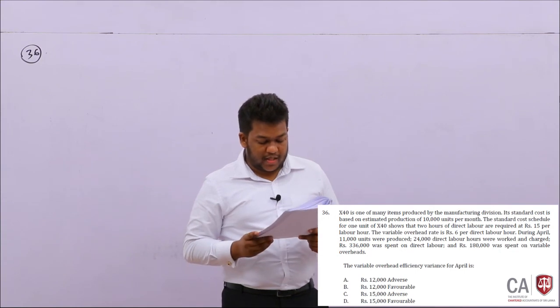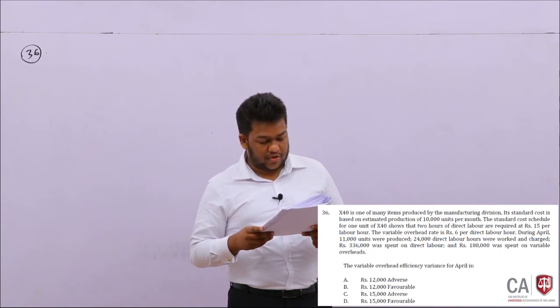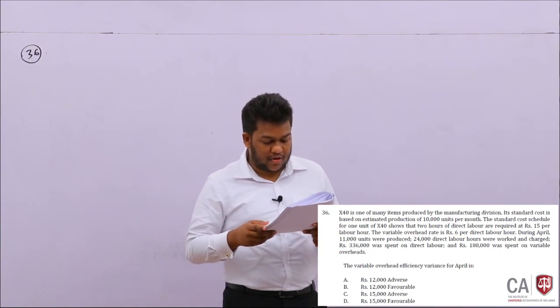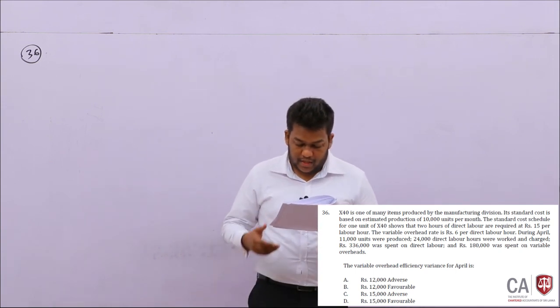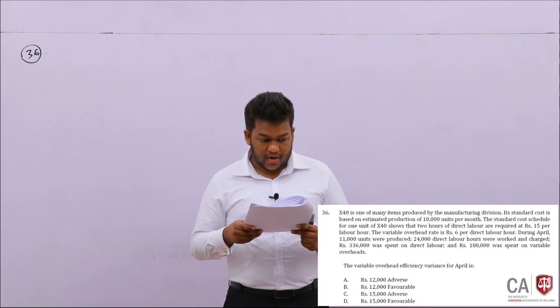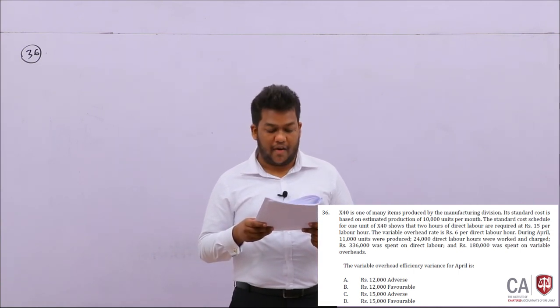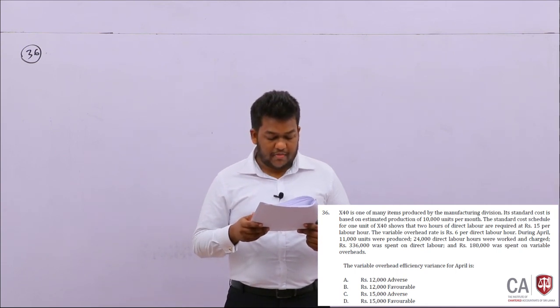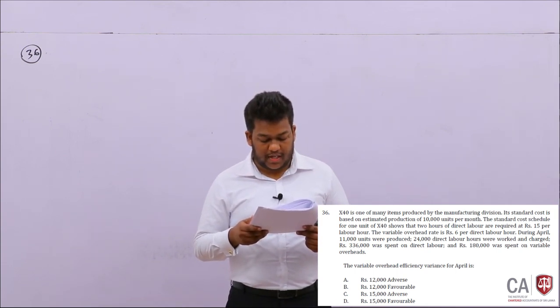Question 36. Export is one of many items produced by the manufacturing division. Its standard cost is based on estimated production of 10,000 units per month. The standard cost schedule for 1 unit of export shows that 2 hours of direct labor are required at rupees 15 per labor hour. The variable overhead rate is rupees 6 per direct labor hour.